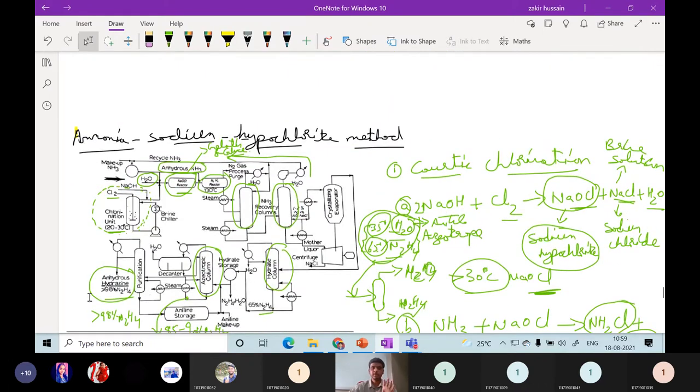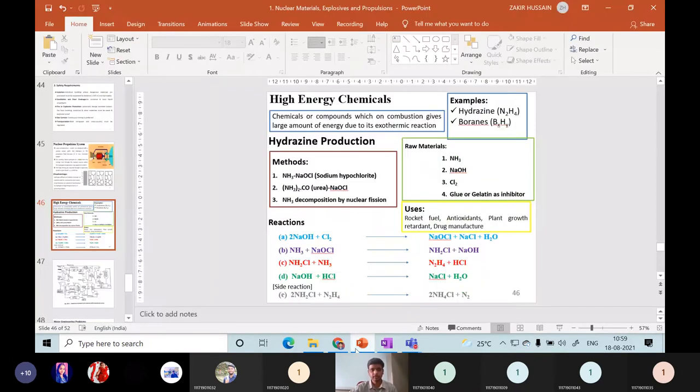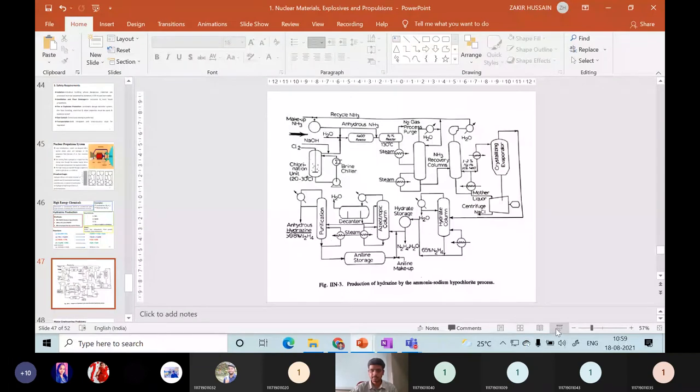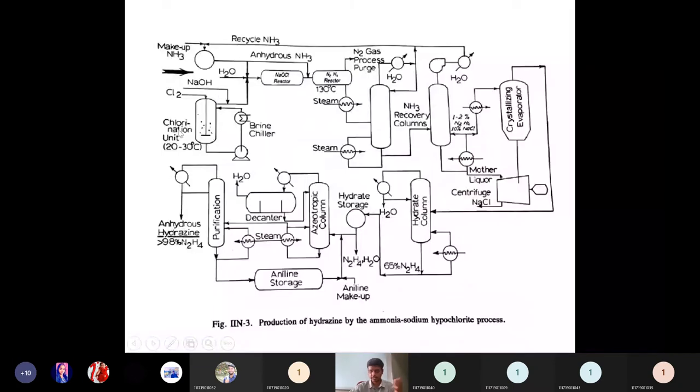Okay, once again I am repeating, with the flow sheet I am showing. First is this chlorination unit, in which caustic, meaning NaOH, will be reacted with chlorine, forming sodium hypochlorite plus NaCl, which is a brine solution. Then sodium hypochlorite will be sent to the NaOCl reactor, in which anhydrous ammonia comes from one stream and water flows as another stream. Then they both will be mixed with each other, and it will be called aqueous ammonia.